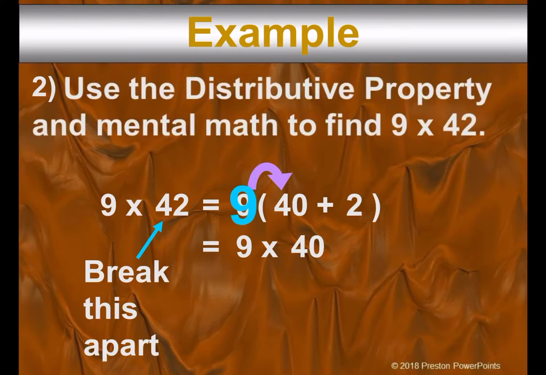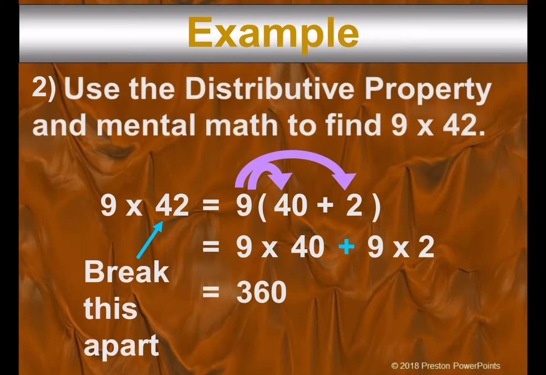Then we have 9 times 40, and then 9 times 2. So that makes it easier in my mind to think about it. So 9 times 40 is 360, plus 9 times 2 is 18. So then together I can add those and it's 378.